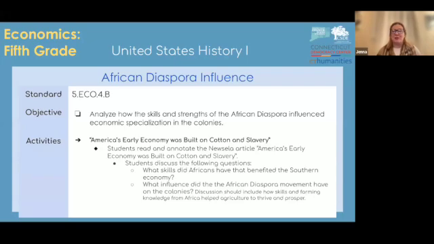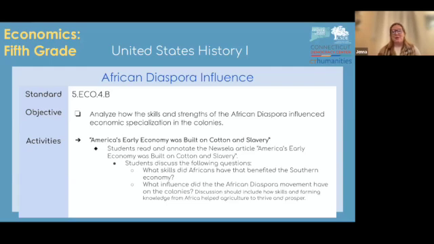So the first one is a Newsela article. It's called America's Early Economy Was Built on Cotton and Slavery. While it does touch on slavery as well, it is all intertwined with the economy, because without that labor at that time, the Southern colonies and the other colonies would not have flourished to the ability that they did.